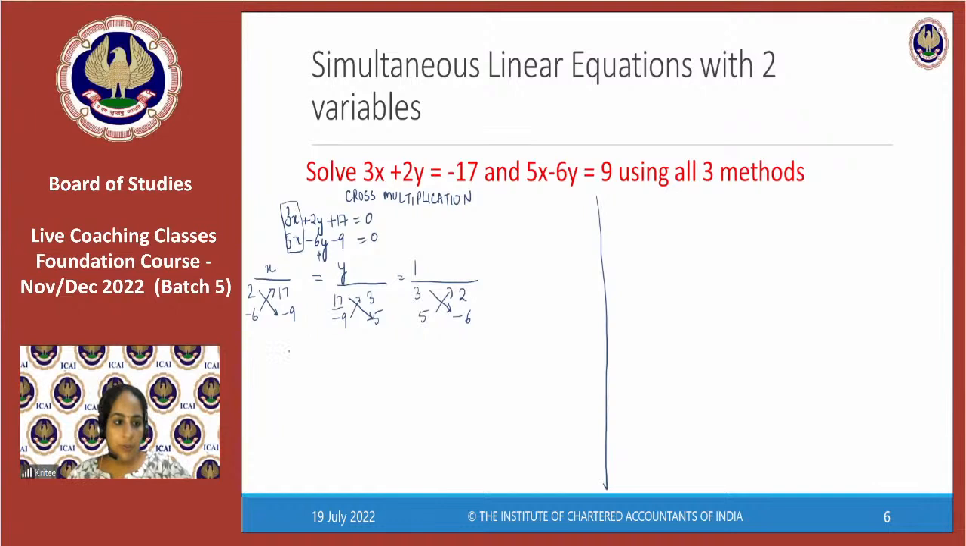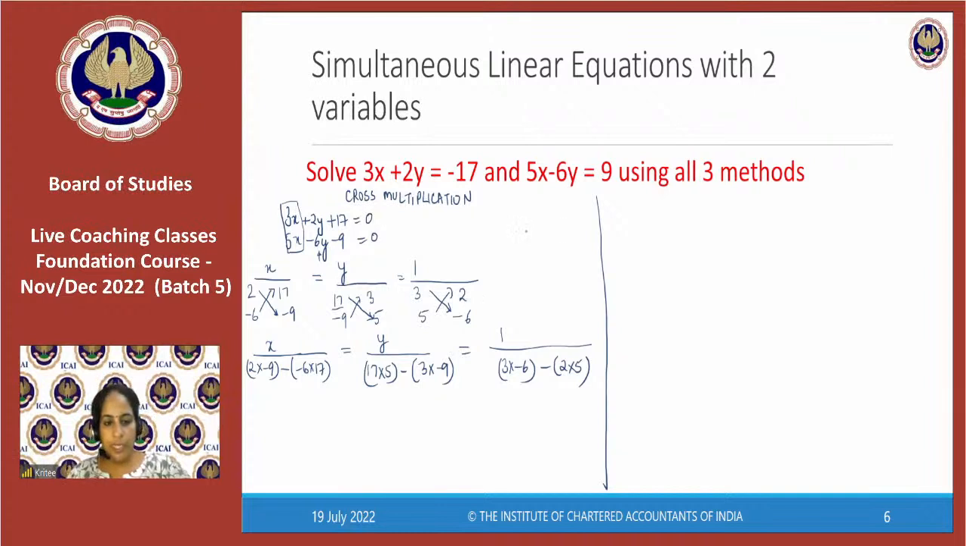Okay, so x upon this becomes 2 into minus 9 minus 6 into 17, equals y upon 17 into 5 minus 3 into minus 9, equals 1 upon 3 into minus 6 minus 2 into 5. So it's like this. I'll just quickly show you the general form.